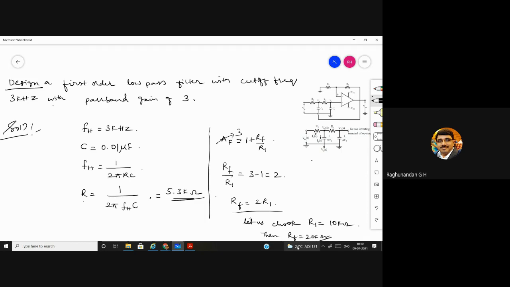Okay. After this, since they have not given the diagram, you have to write the diagram and substitute. You need to write the values. So don't forget to write the diagram. Rewrite the first order low pass filter diagram again.